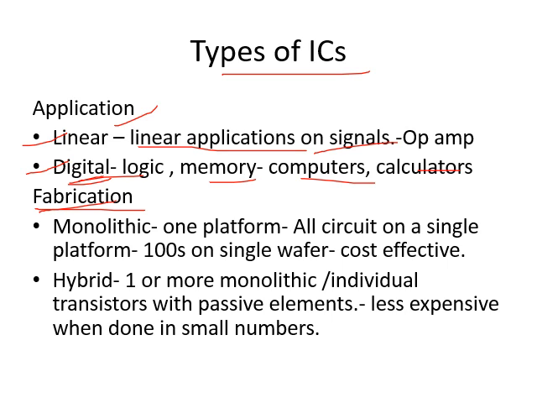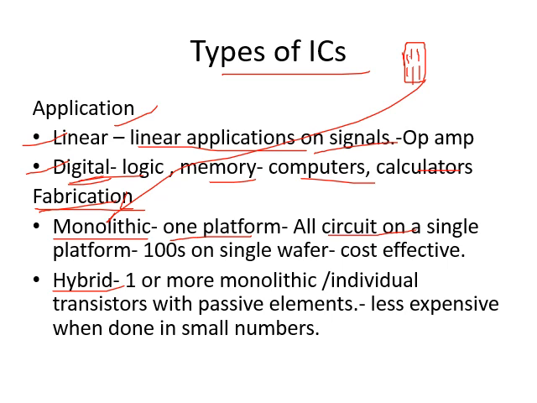Depending on fabrication, we may have monolithic ICs and hybrid ICs. Monolithic IC means one platform. Mono means one. So on a single platform we may have all the circuits. Like I said, we may have an adder, subtractor, multiplexer, divider, AND gate, OR gate on a single IC. That type of IC we can call a monolithic IC.